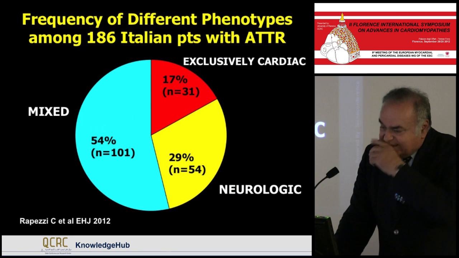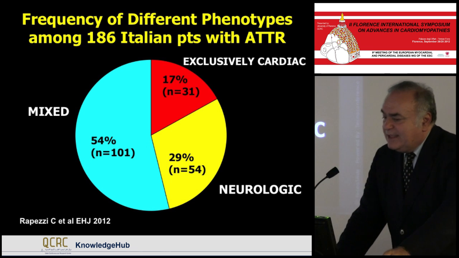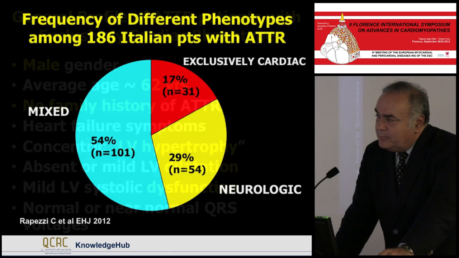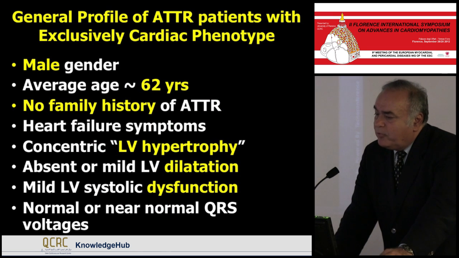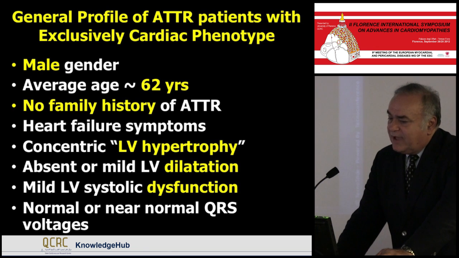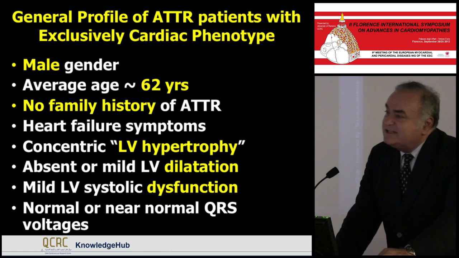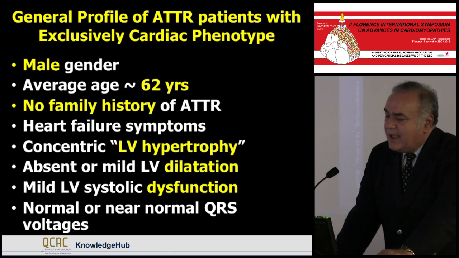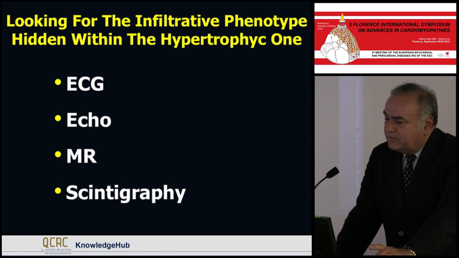In this registry, for example, around 25% of the patients had a mainly cardiac phenotype from a symptomatologic point of view. In a recent European study, an Italian study, this proportion was around 17% with exclusively cardiac phenotype. And the most important thing is that there is a general profile of transthyretin-related cardiomyopathy with exclusive cardiac phenotype: male gender, average age 62 years, apparently no family history, heart failure, concentric, which means symmetric, left ventricular hypertrophy, absent or mild dilatation, and so on. This is important in the differential diagnosis with hypertrophic cardiomyopathy.